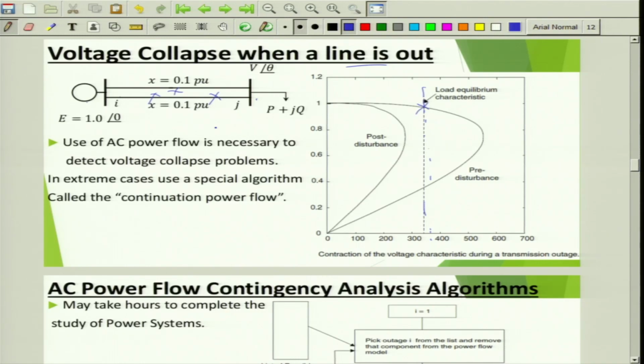Now, because one line is taken out, post the disturbance, this is the characteristic curve from the line perspective. But the load is fixed. So with this capacity of line, you cannot meet the load expectation itself. That means it is not a feasible solution basically. The essence is, even if you try to connect that load, the voltage will collapse and you will not be able to maintain that load.